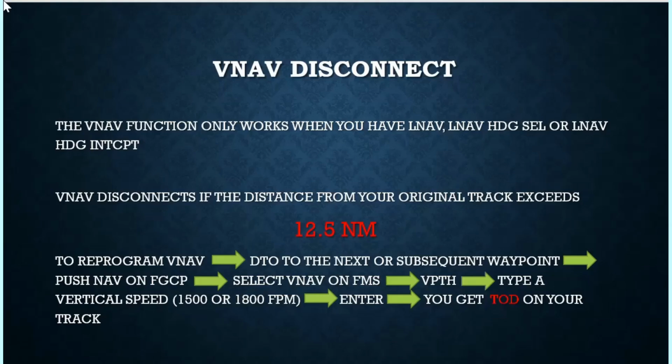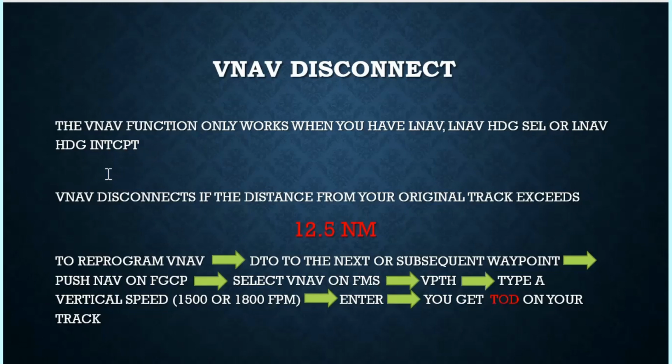Alright guys, now for the last part of this presentation, just a note that I want you to know. The VNAV, as I said, only works when there is LNAV. If you don't have any LNAV function, let's say you are on heading select, for example, or you have a VOR homing arrangement that you have done with the aircraft to home into a beacon, for example, in such scenarios, VNAV will not work. So for VNAV to work, you have to be in LNAV or an LNAV heading select mode or an LNAV heading intercept mode, which you normally find on the nav page 1.